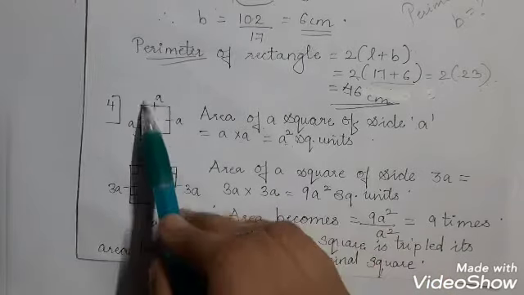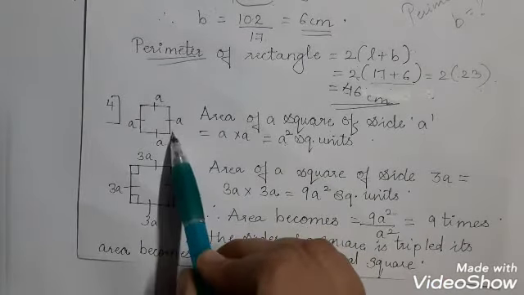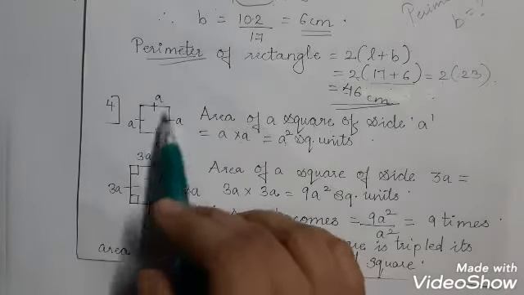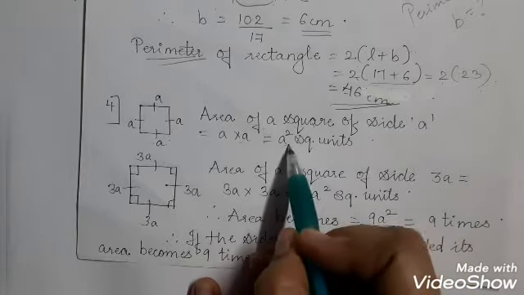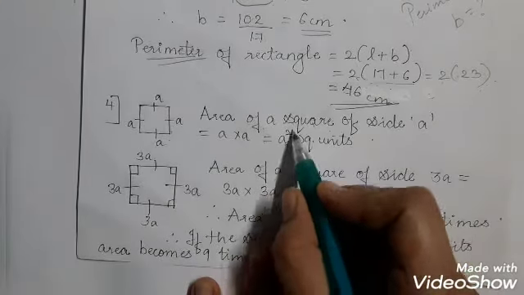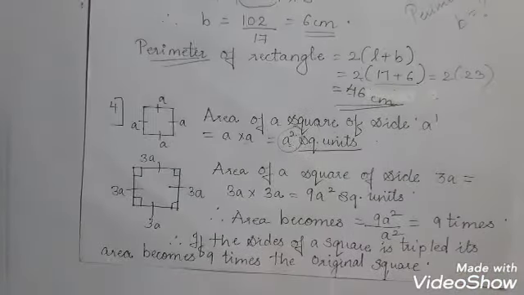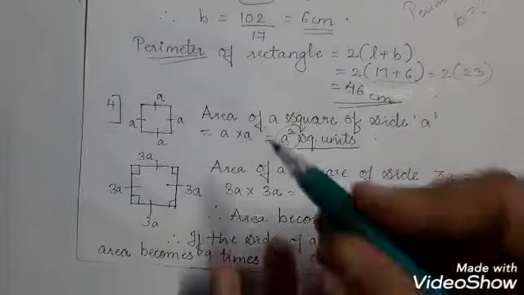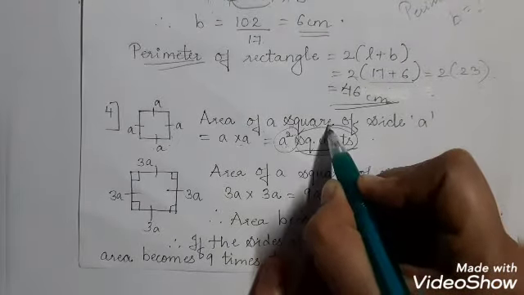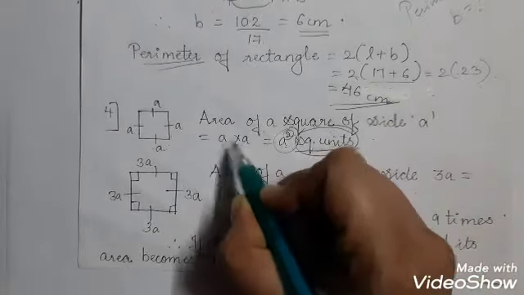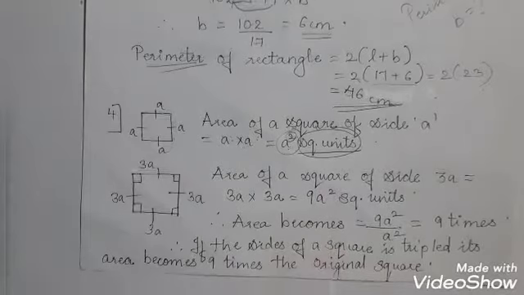Okay, so I have drawn a square, okay, whose side is A. So I have found out the area of that square whose side is A. So area of the square whose side is A is A square. A into A is A square, and square units. Okay, this square and this square is different. This square is of the units. Okay, and this square I got by multiplying A into A. A into A is A square.